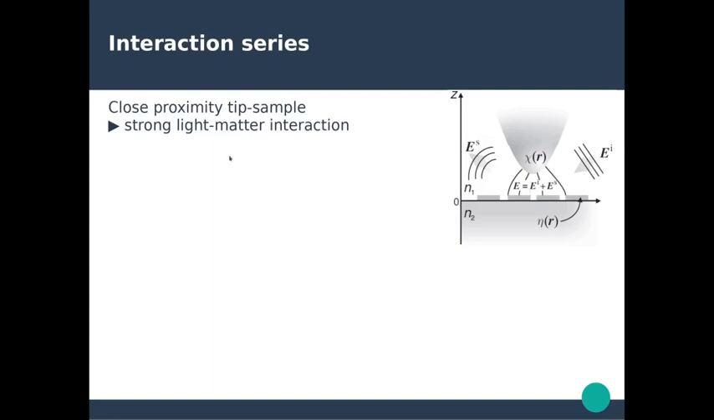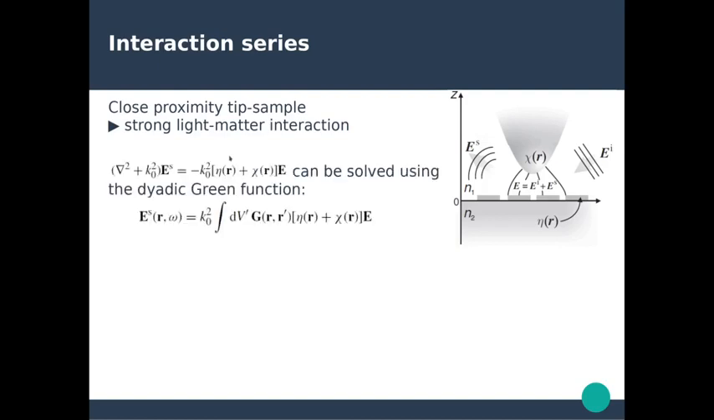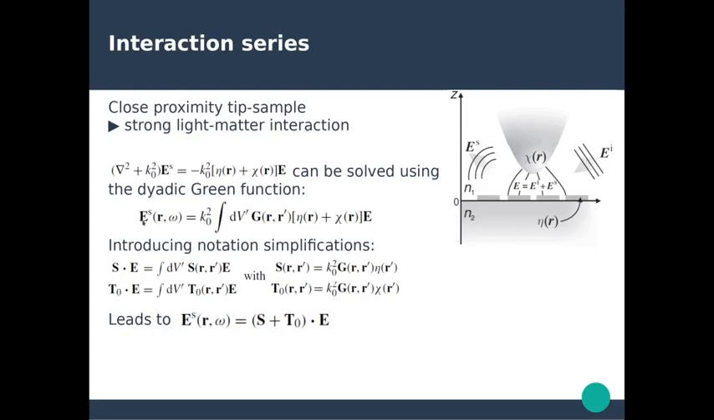In this system, if you have strong light-matter interaction, then you have to account for those effects. So you can look at an inhomogeneous Maxwell equation for scattered fields, and this can be solved using the dyadic Green function formalism. This is the expression of the scattered field in this formalism, where you have the total field that interacts with the sample and the tip, forming electric dipoles, and you have the Green tensor, and that will give you the scattered field from this system. Then I can introduce some notations to simplify a little bit. I will not expand too much on that.